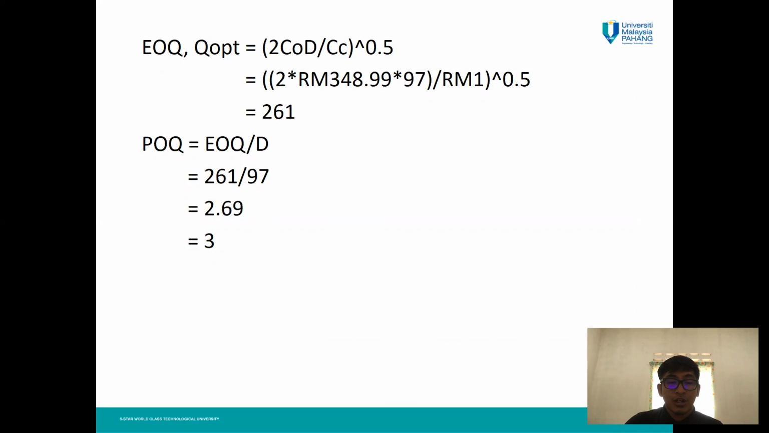Next, for EOQ and also the POQ. In order to make the EOQ and POQ tables, we need to know the value of EOQ, also known as QOP, and POQ. The value of EOQ can be found by using the formula: square root of 2 times CO times D divided by CC, and we get the value of 261. And for the POQ, the formula is EOQ divided by demand, so we get 2.69, and then we round off and we get 3 for POQ.